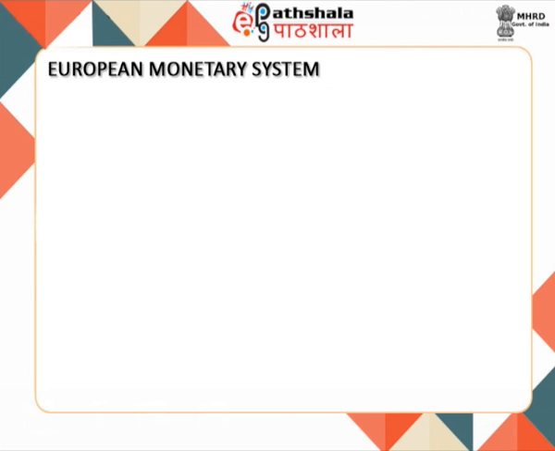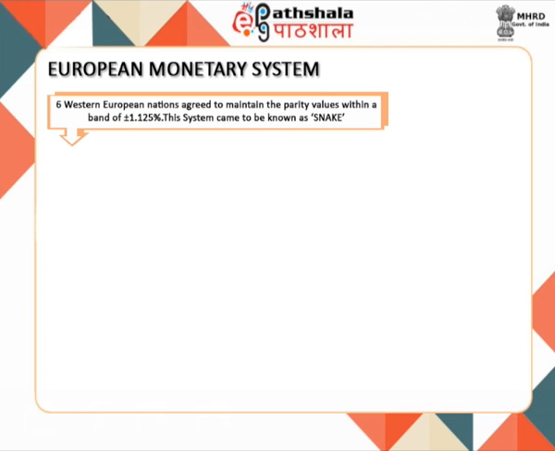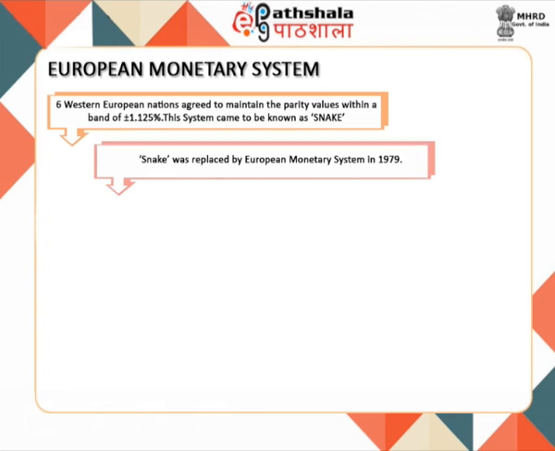Now we shall learn about the European monetary system. After the demise of Smithsonian Agreement, 6 Western European nations agreed to maintain the parity values of their currencies within a band of plus minus 1.125% as against plus minus 2.25%, described in the Smithsonian Agreement. This system came to be known as snake.